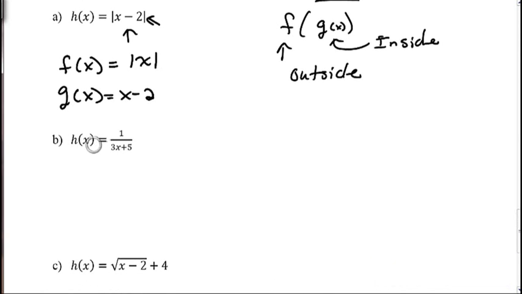And our next function, h of x equals 1 over 3x plus 5. So two functions that I can think of that would give this is f of x equals 1 over x, and then g of x would just be this denominator function, 3x plus 5. So then when you plug this g of x in for this x, you would get the 1 over 3x plus 5.